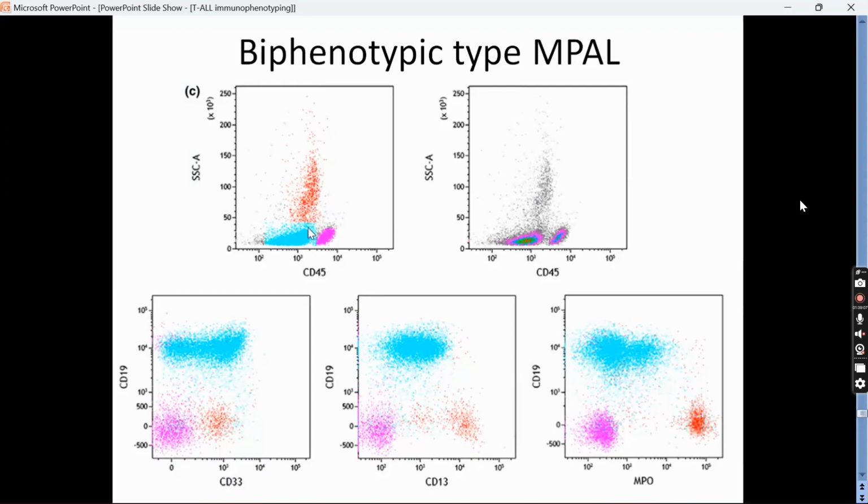Okay, so you see this blast is showing strong CD19 positivity. It is also expressing CD33 in a variable fashion, and CD13 in a dim fashion. A part of this blast which expresses strong CD19 also expresses dim MPO. So this is one blast which is expressing B cell lineage as well as myeloid lineage. So this is a classic case of biphenotypic MPAL. Okay.